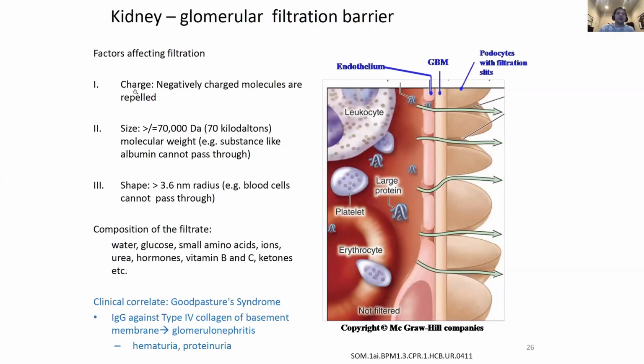Now, some things you can help to clarify what goes through by charge. So negatively charged molecules are pretty much repelled. Size obviously is going to matter. So large molecules are not going to go through, such as albumin, and then shape, of course. So blood cells aren't going to be able to go through. So it helps to differentiate what the kidney's going to filter and what it's going to let stay in the blood.